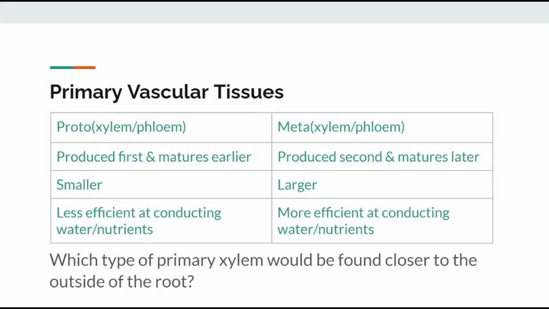Protoxylem and metaxylem are the two components of primary xylem, or xylem produced by primary growth. Protoxylem is produced first and matures earlier than metaxylem, but protoxylem cells are smaller and less efficient at conducting water. There is also protofloem and metafloem, which mirror the properties of their xylem counterparts.